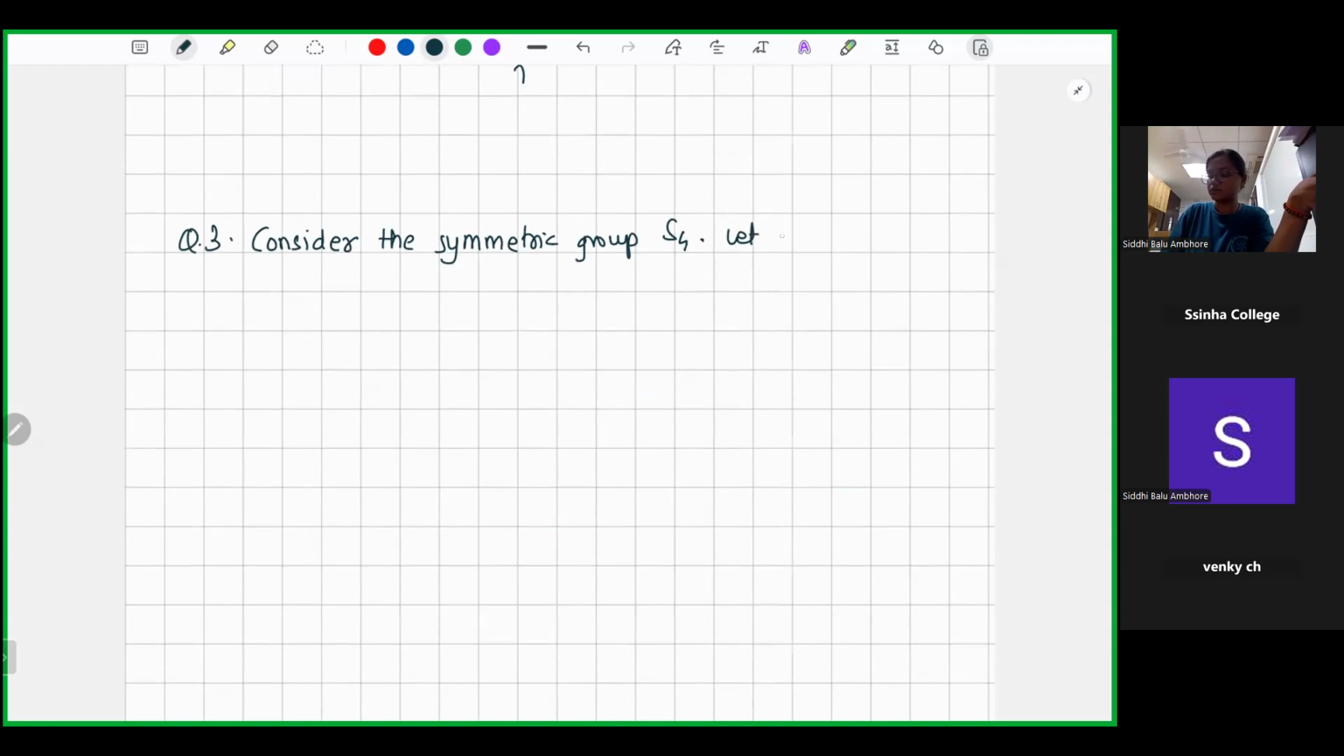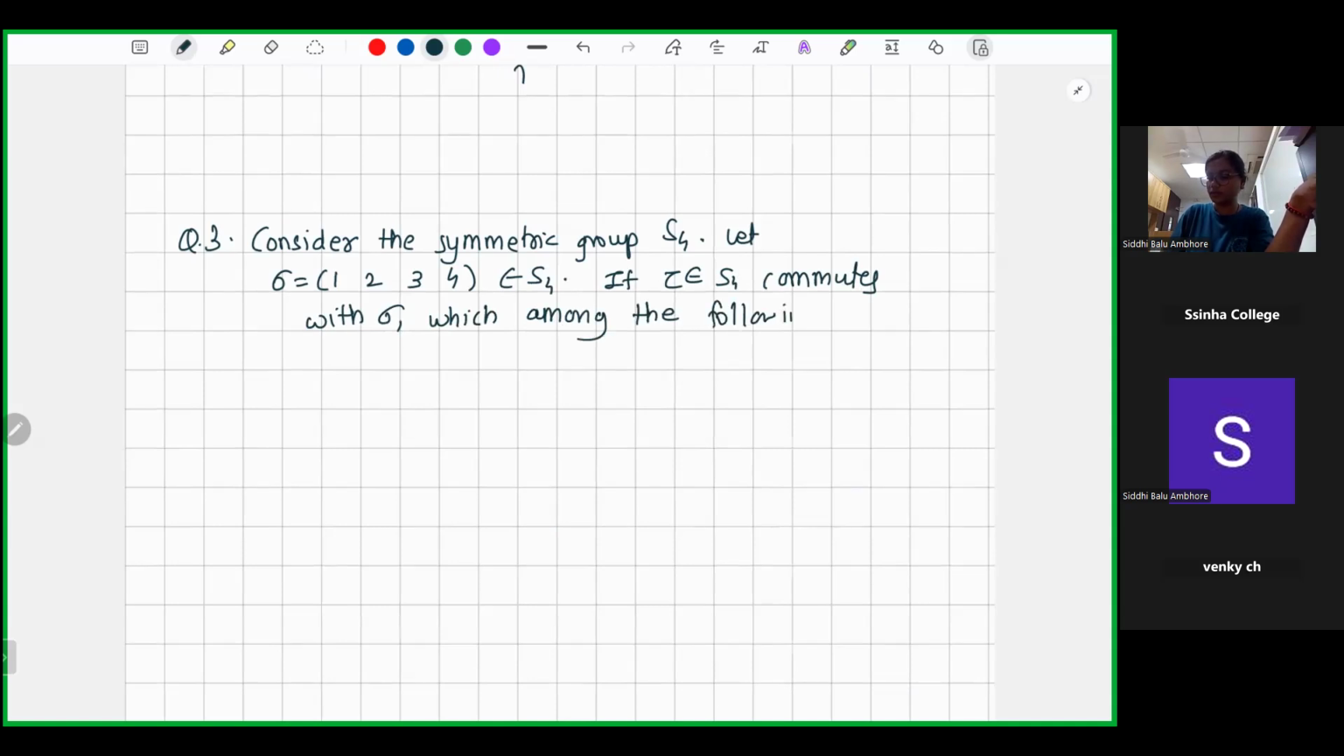Let sigma be equal to (1 2 3 4) in S4. If tau is in S4 that commutes with sigma, which among the following is a possible cycle type of tau?